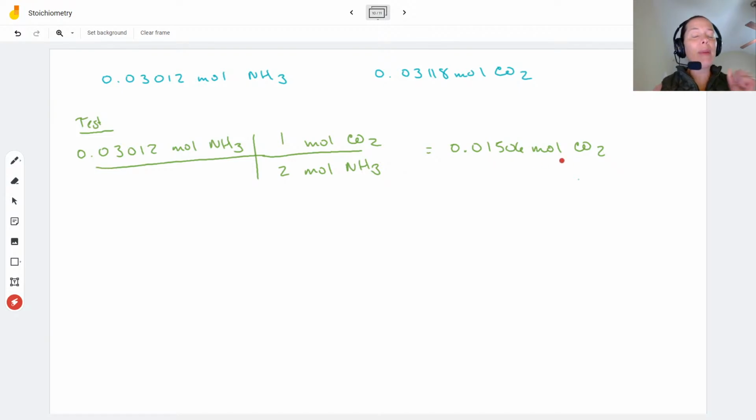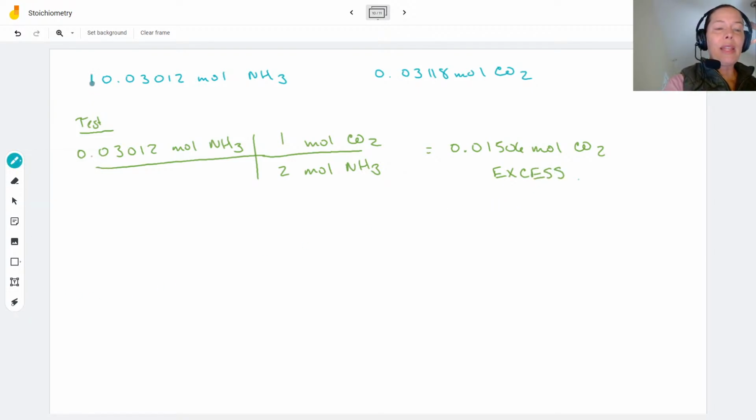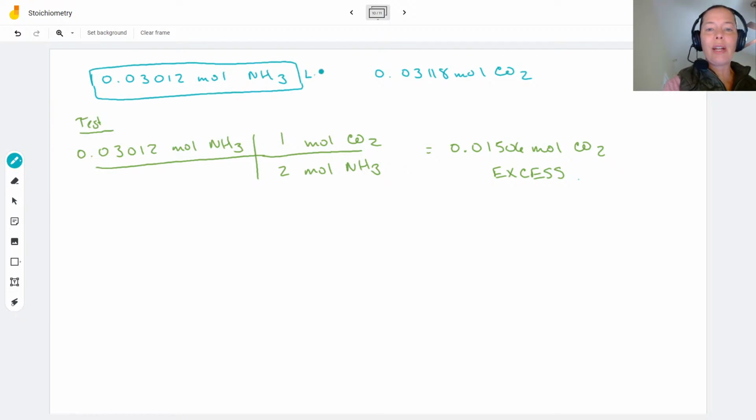Again, I'm walking over to my pantry. How much do I actually have in the pantry? Oh, I've got tons. I've got plenty of carbon dioxide. So again, I write this is in excess. So if carbon dioxide is in excess, then my ammonia is my limiting reactant. Okay, so I'm going to write LR here for limiting reactant. But let's run the test for starting with the carbon dioxide, because again, it'll give us the same answer, and it'll just help confirm that we have chosen the correct limiting reactant.